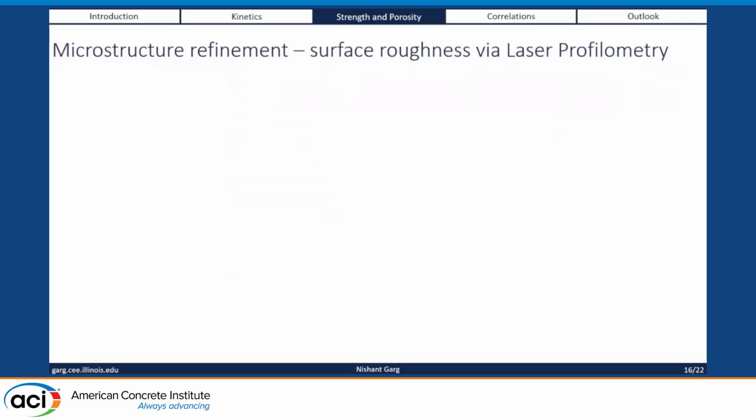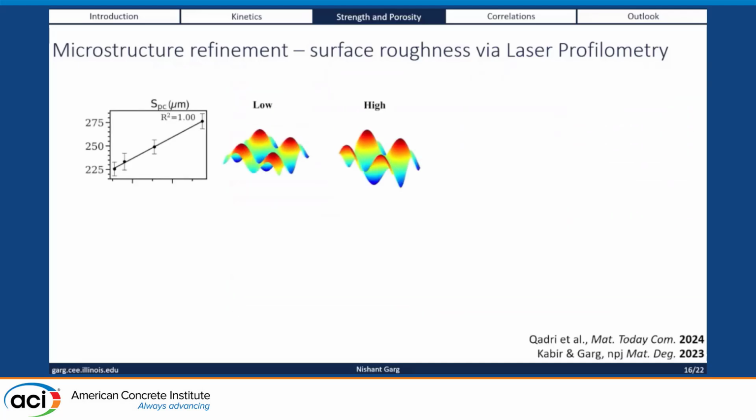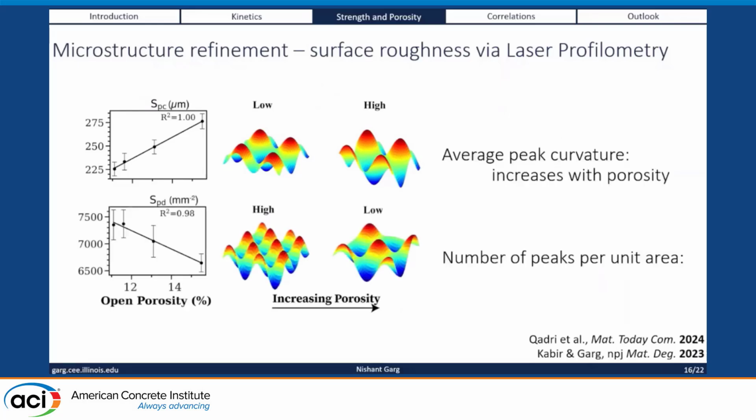And what we have seen here is that if you look at some of the laser profilometry parameters, such as the peak curvature as well as the number of peaks per unit area, it actually has some correlation with the open porosity you get from helium pycnometry.